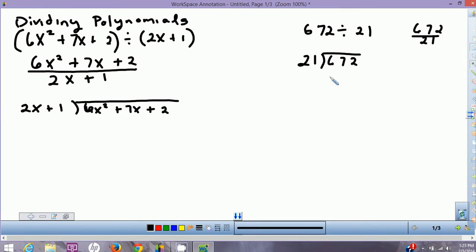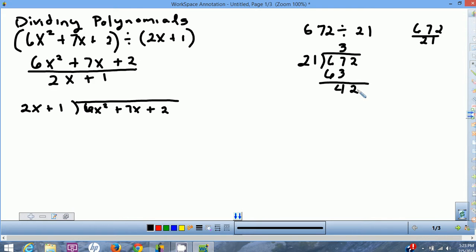Well, the first thing you said was, how many times does 21 go into 6? And it doesn't, so you moved over. How many times does 21 go into 67? You said, okay, 21 goes into 67 3 times. If I multiply 3 times 21, I get 63. So I write the 63 underneath the 67, and then I subtract. You know how to do this, you just haven't thought about it in a long time. 7 minus 3 is 4, and then I bring down my 2.